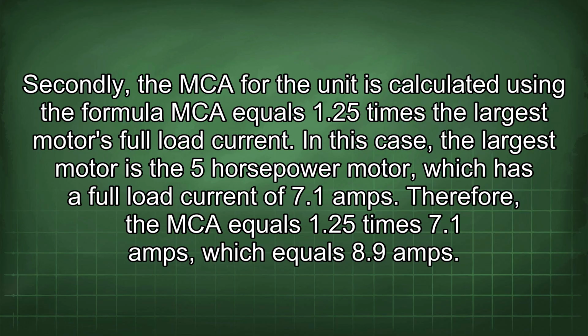Secondly, the MCA for the unit is calculated using the formula MCA equals 1.25 times the largest motor's full load current. In this case, the largest motor is the 5 horsepower motor, which has a full load current of 7.1 amps. Therefore, the MCA equals 1.25 times 7.1 amps, which equals 8.9 amps.